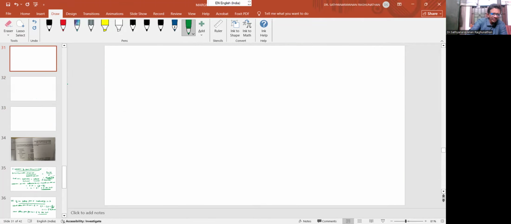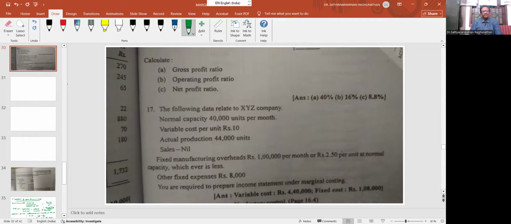Fine. The next problem is here. The following data relate to XYZ company. This is somewhat different. Normal capacity is 40,000 units per month. Variable cost per unit is rupees 10 per unit.